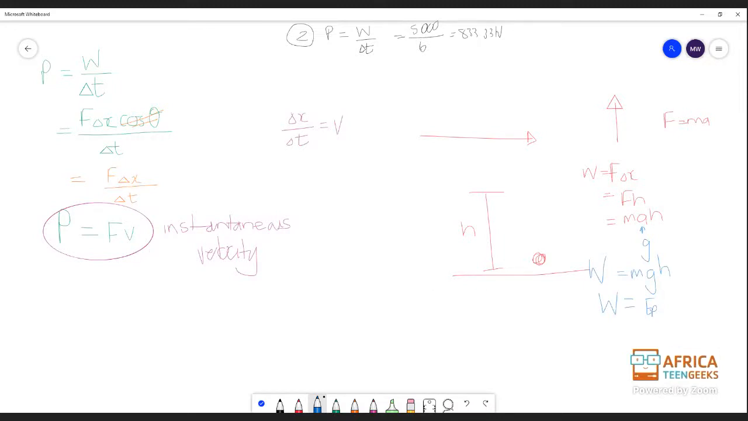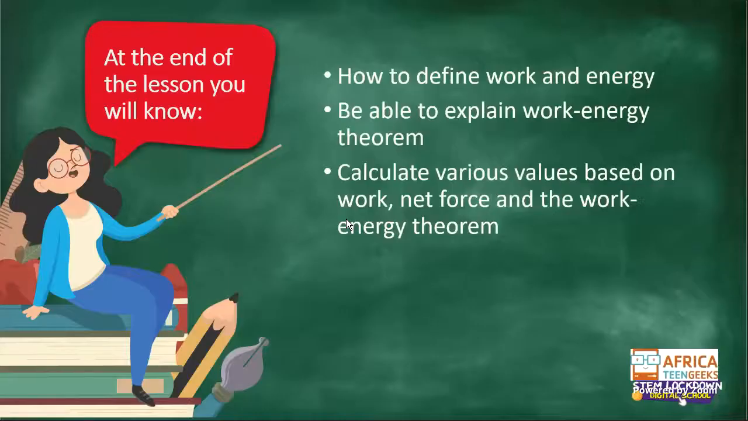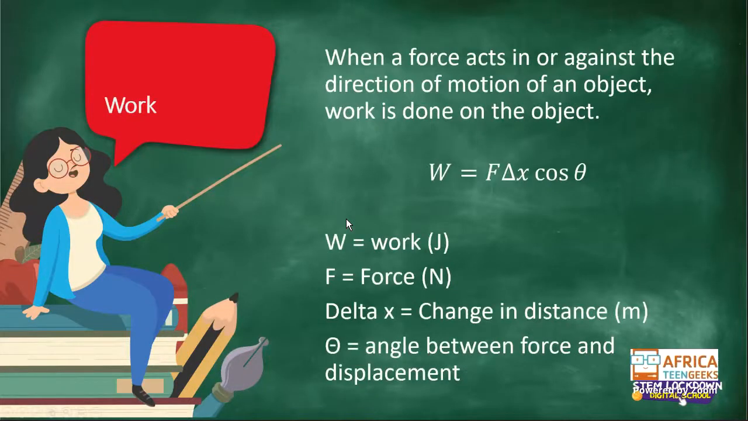So let's go to the slides and just look again at those definitions and formulas, and then we will do an example. Okay, so the first one, the proper definition for work, which you have to write in your final exams, is: when a force acts in or against the direction of motion of an object, work is done on the object. Very important here, work is a scalar quantity, meaning that you can have either a positive or a negative amount. You don't have to indicate direction. It is not a vector, it is a scalar quantity.